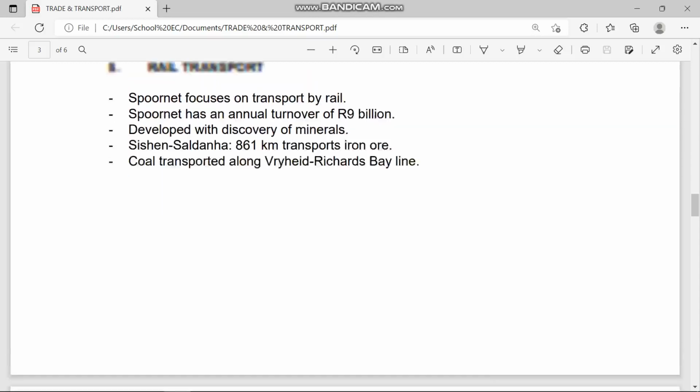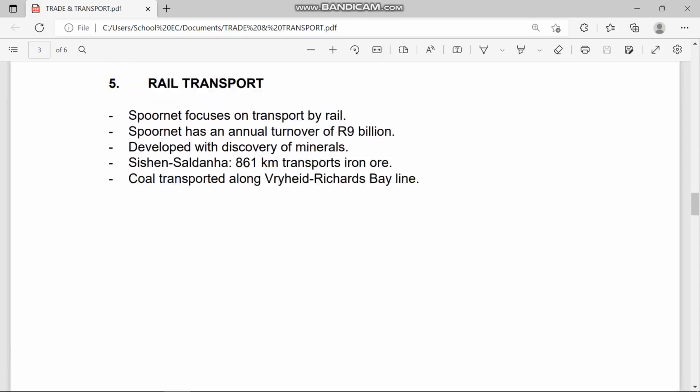Sishen to Saldanha, 861 kilometers, transports iron ore. Coal is transported along the Richards Bay line. From my own knowledge, it's mainly coal that is mostly transported by rail, by using railway stations, by using trains and so on. Yes, that's how it goes.